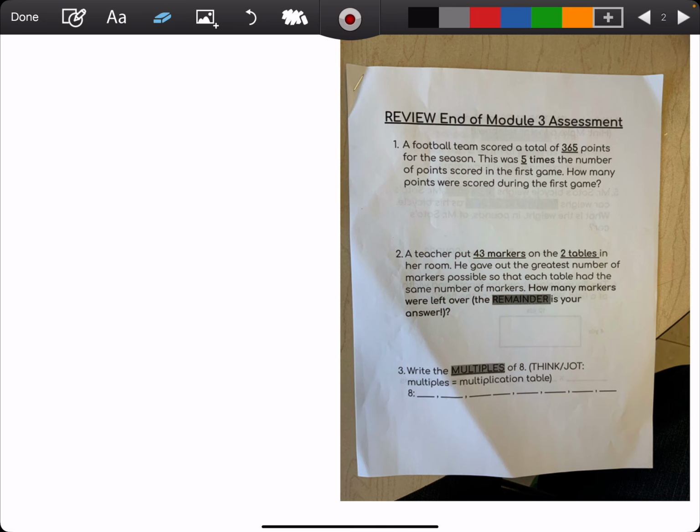So we see the 365 points was the total amount of points for the entire season, and that is going to be more than the amount of points scored in the first game. And the problem says that the 365 was 5 times as much as the number of points scored in the first game. So I'm going to do division here. I'm going to take that 365 points and I'm going to divide it by 5.